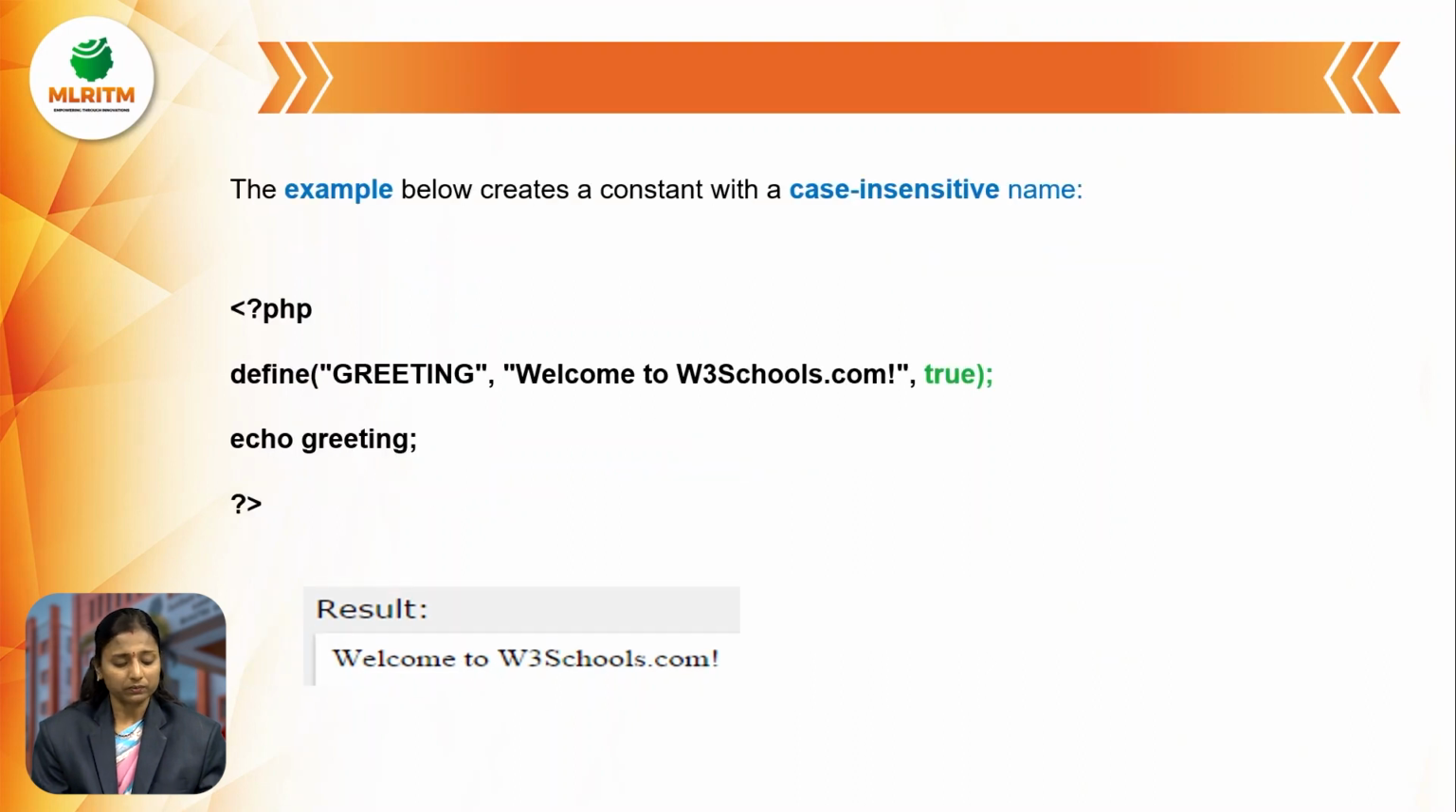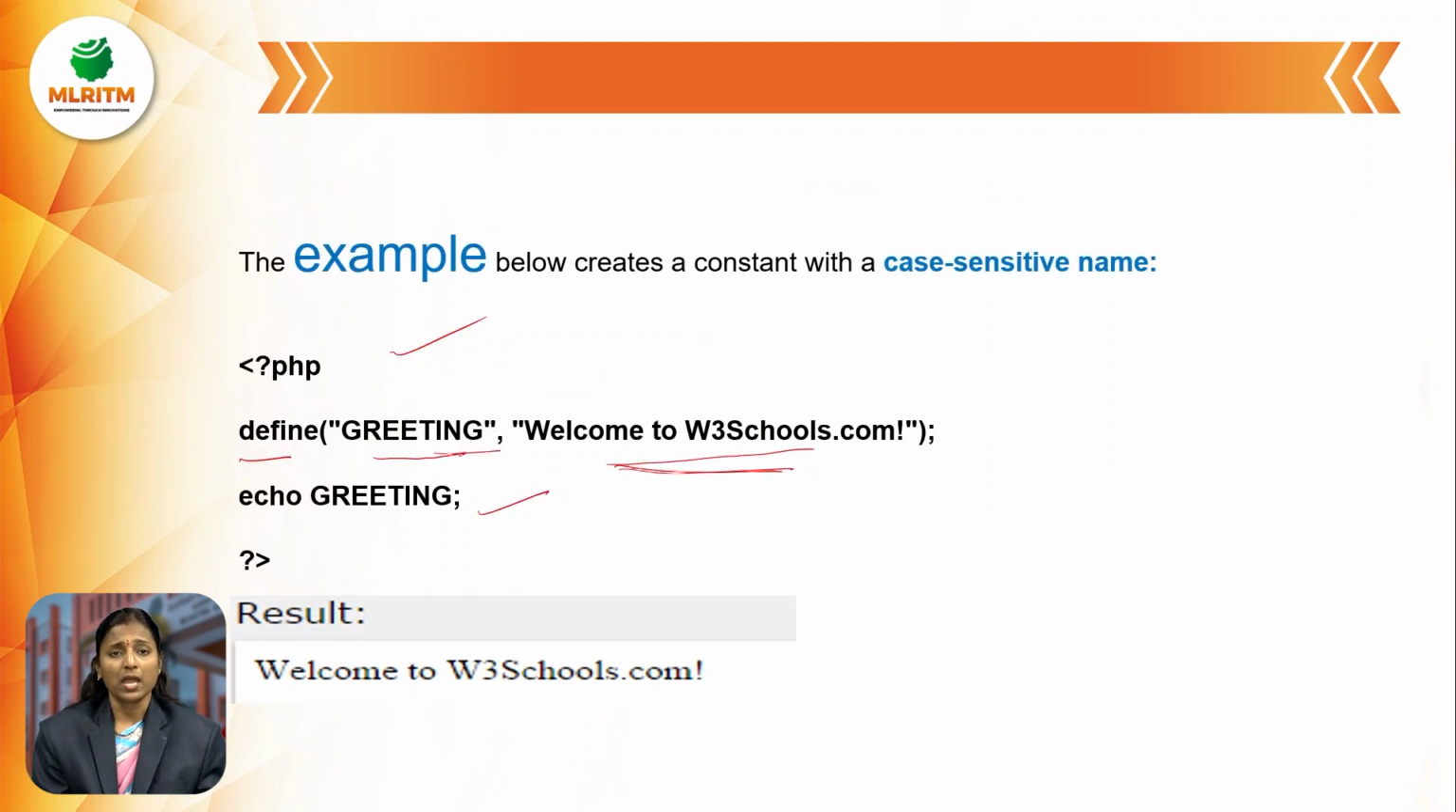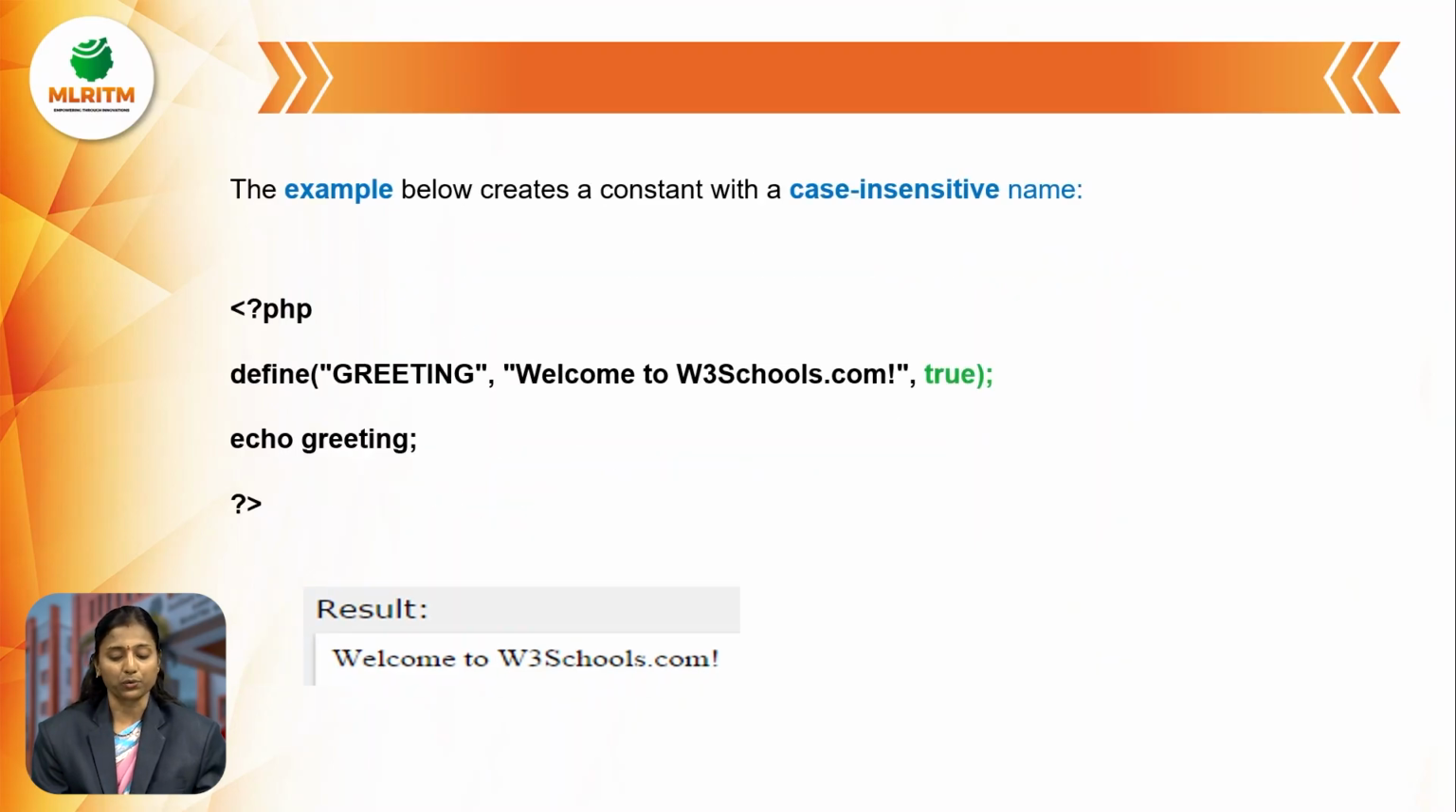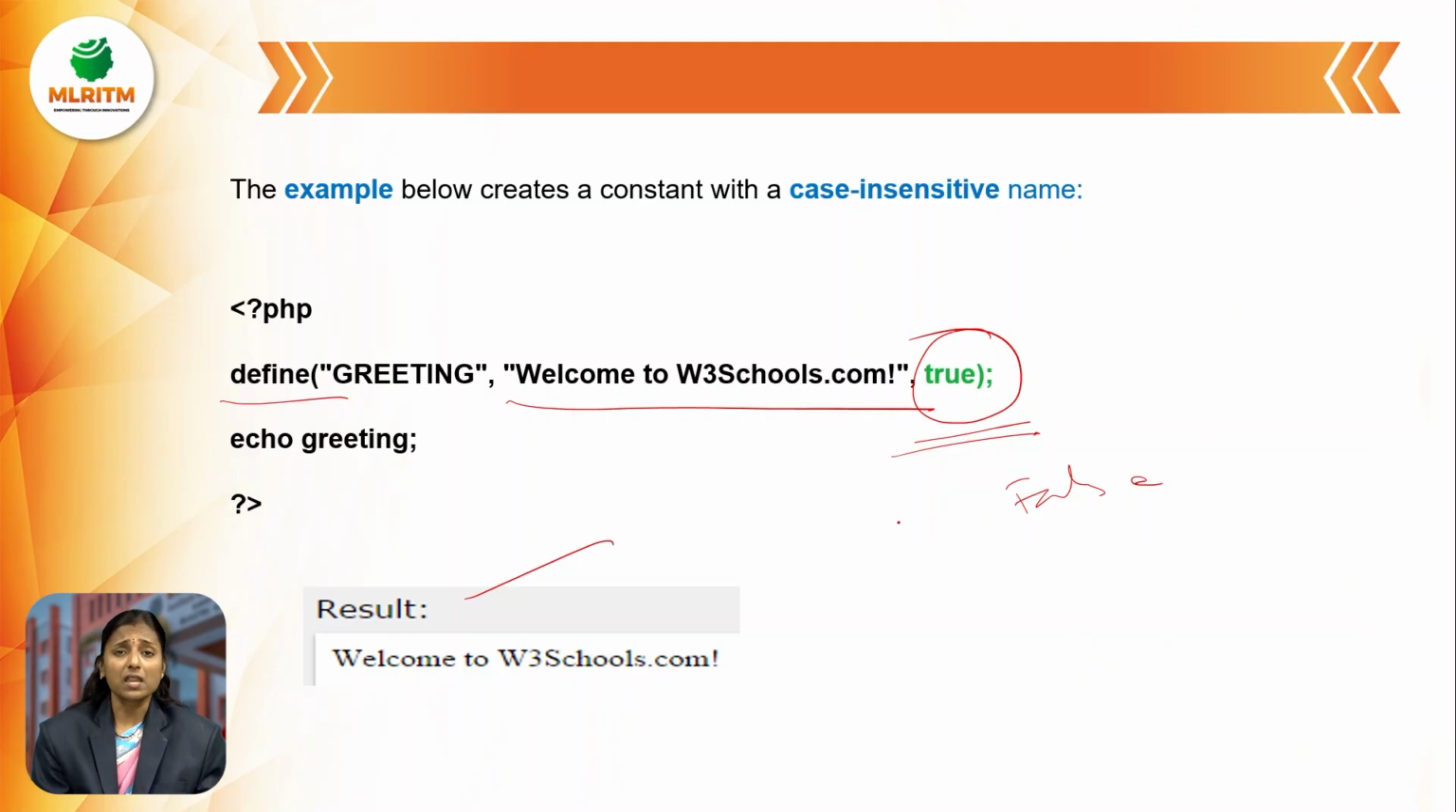This is case sensitive, and next, coming to case insensitive. Case insensitive means that in the define function we write true. By default, false is taken. If it is true, echo greeting, the result will be printed. Whatever defined constant name we give, that will be printed as the result.